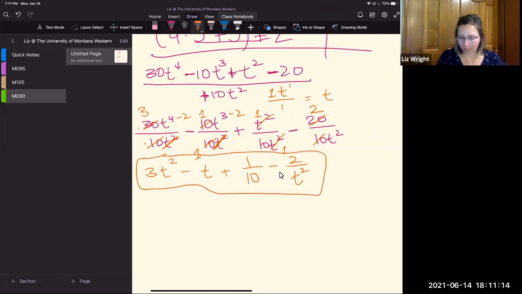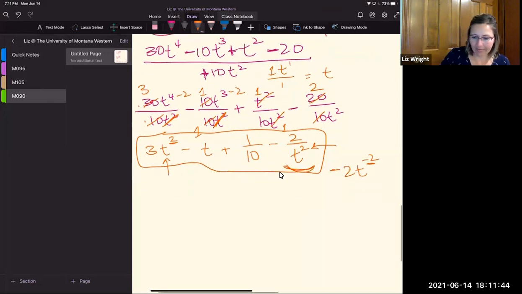And by the way, I have some students sometimes ask me, well, wait a second, I see a t squared there. Can I do anything with this t squared? No, because how would we express it if we brought that t up to the numerator? This term back here could also be written as negative 2t to the negative second power, right? So the negative second power is not the same as the second power, so you can't combine them. They're not like terms.